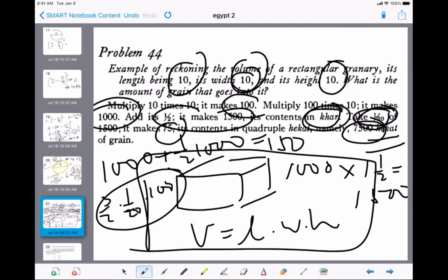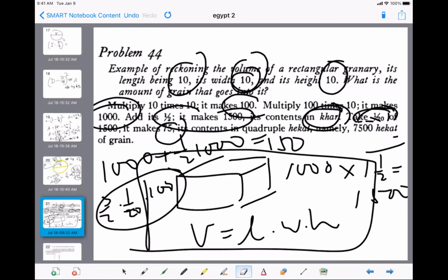No, I was just going to say Tina made a good point in regards to the conversion of units. So they're converting the volume, 1,000, into the units in regards to how much grain is in the box. That was my question: why are they doing this? You got the answer already. Yeah, it's a conversion into their units, their hecats.